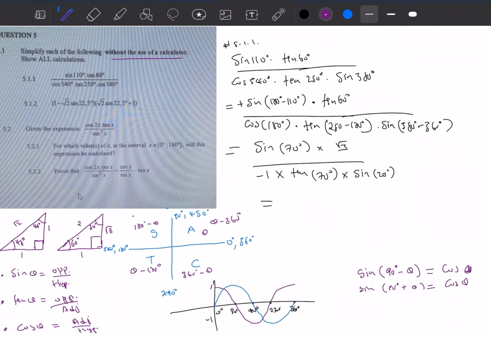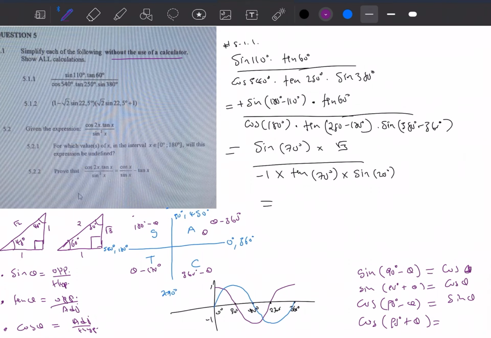So now, can you tell me what this is then? Cos of 90 degrees minus theta. First you ask yourself, where is 90 minus theta? 90 minus theta is on the first quadrant. Is cos negative or positive on the first quadrant? Cos is positive on the first quadrant. Then you write positive. Then, because it's cos, you change it to sine theta. Now you have cos of 90 degrees plus theta. Again, cos of 90 degrees plus theta.